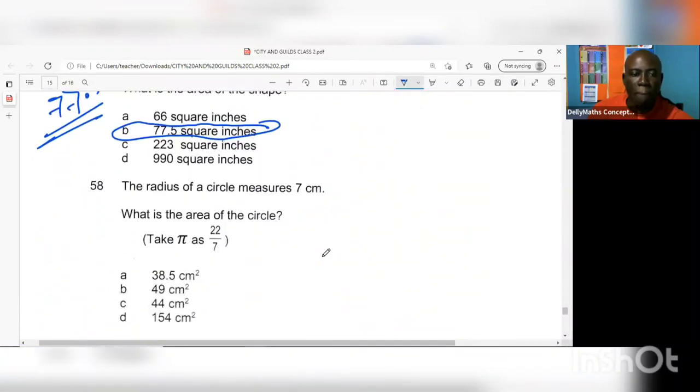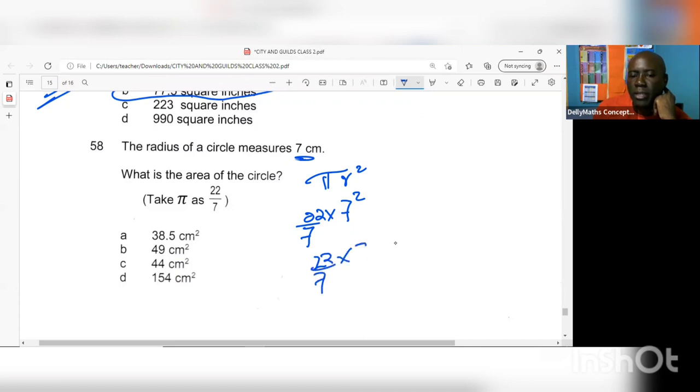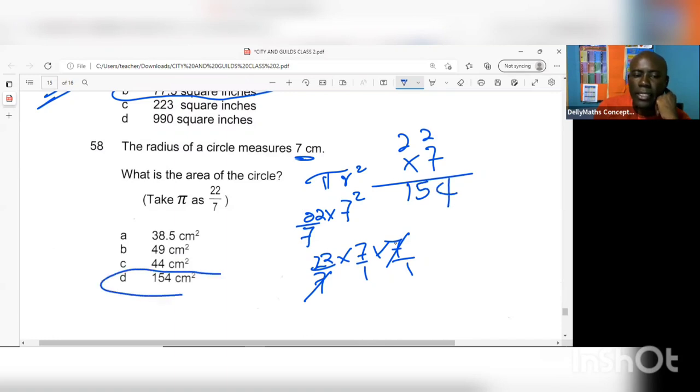All right, let's go. 58. The radius of a circle measures 7 cm. What is the area of the circle? Area of the circle is pi r squared. Pi is 22 over 7. So we have 22 over 7 times 7 squared, which is 22 over 7 times 7 times 7. I'll just cancel one of these 7s. So 22 times 7 is 154 right here.